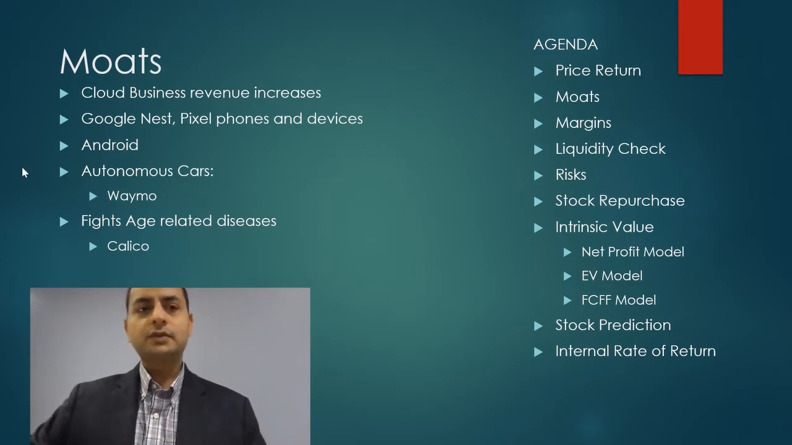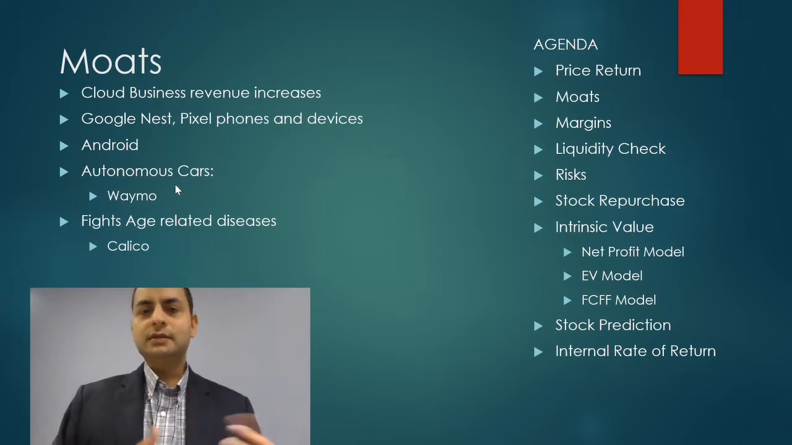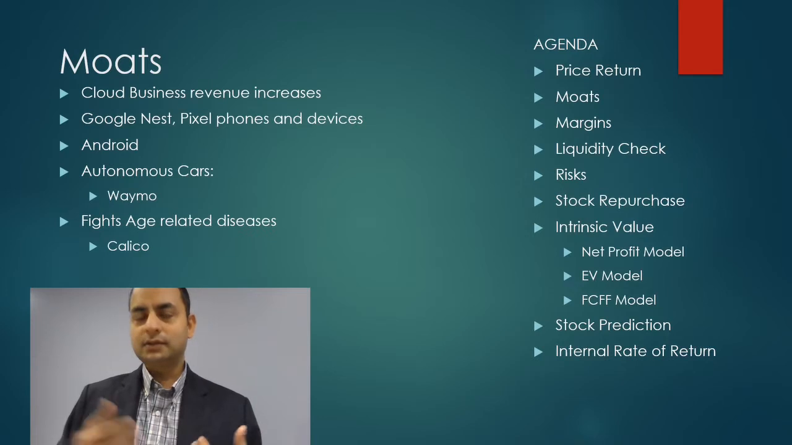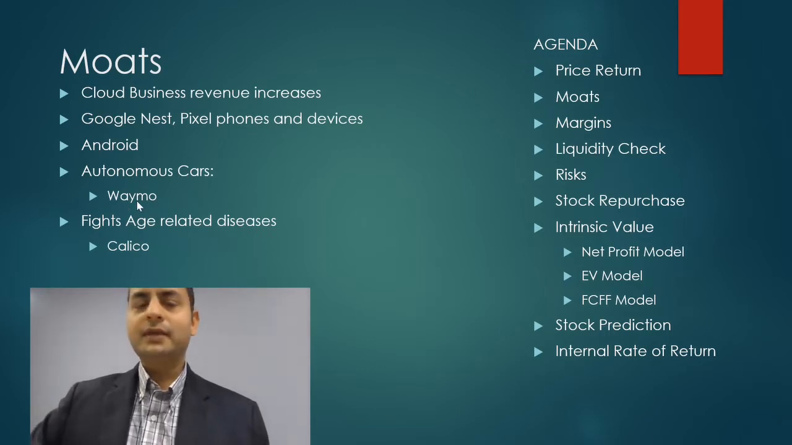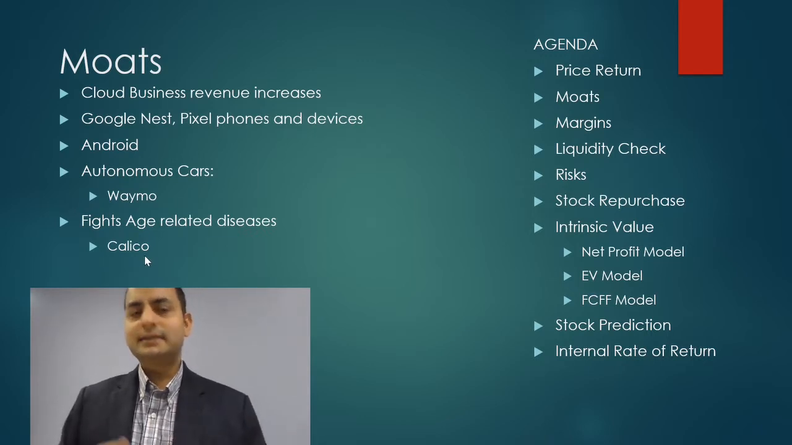The other two points I'd like to highlight here: they're not making any money out of them, but they're doing research. One is Waymo, which is autonomous cars. This is a big segment here. For sure, the models only predict the past, so this is a very big if in the near future. You can see the company's information on this.com. Another very big sector I like is fighting age-related diseases, like Calico. That's also the health sector.